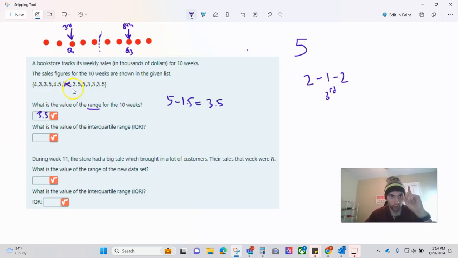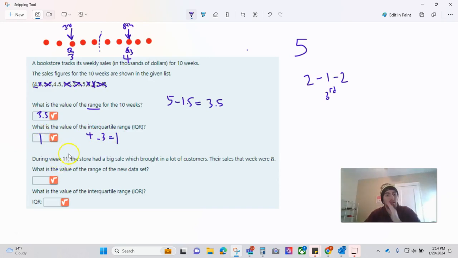That's the smallest, so that's first. My next smallest, I don't have any 2s, so there's the second number, here's the third number, fourth number, fifth number, sixth number, seventh number, eighth number: 4. So to find the interquartile range, I do 4 minus 3.